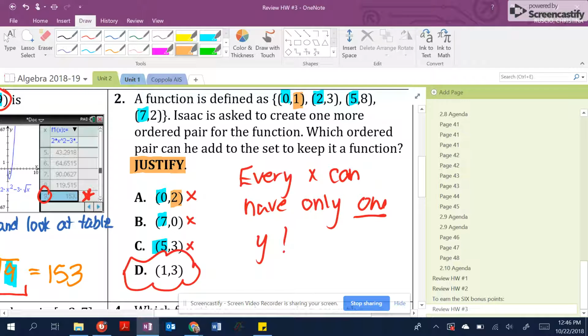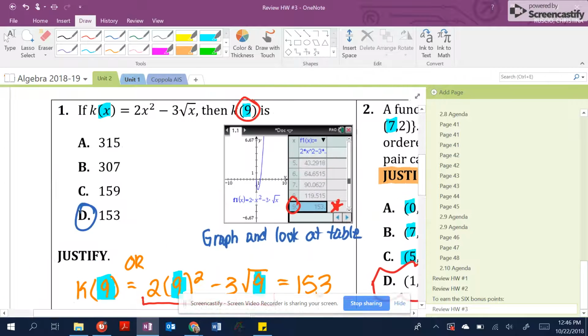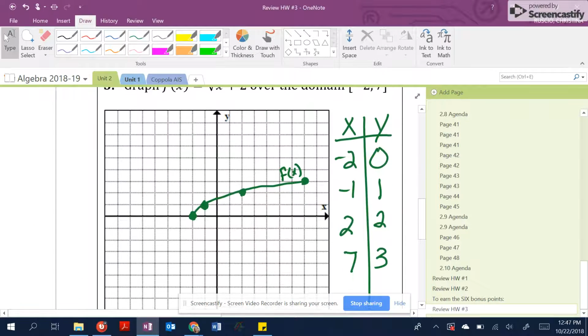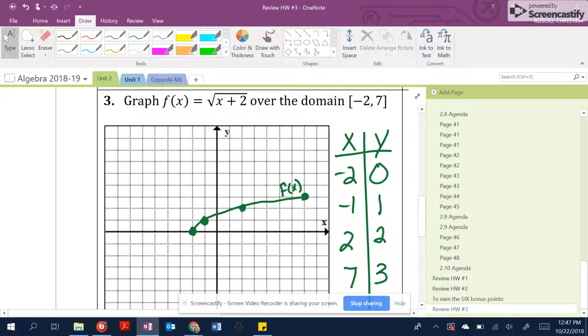All right, go ahead, type in your answer to number 3. Okay, here's number 3. Check out this beautiful graph. Couple things that we should notice here. You definitely needed to use your graphing calculator on this one, whether it was your graphing calculator or using the Desmos calculator. You should have typed in the function square root of x plus 2, making sure that the plus 2 is under the radical.